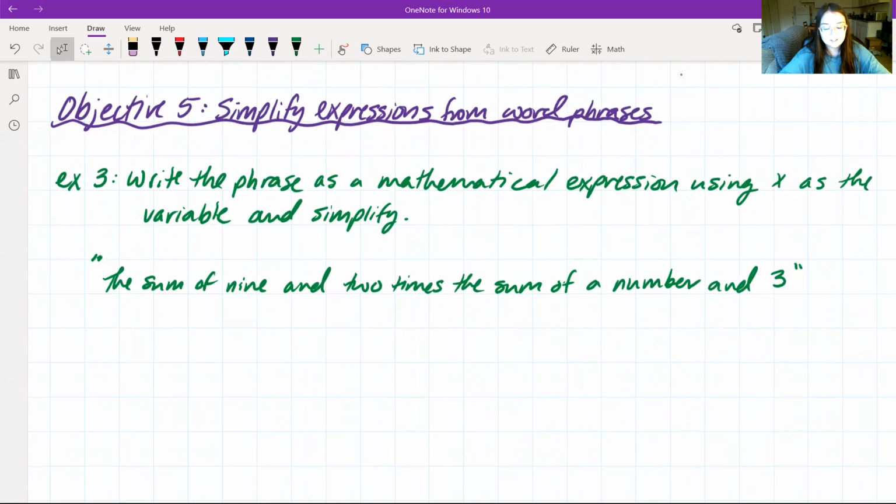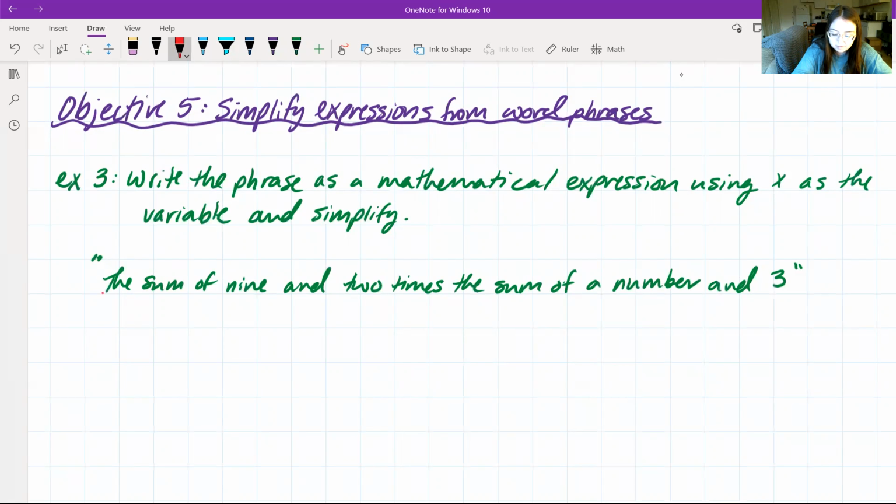All right, so lastly, we have objective 5 here, where we are just simplifying expressions from word phrases. So example 3, we want to write the phrase as a mathematical expression using x as the variable and simplify. We have our phrase here, the sum of 9 and 2 times the sum of a number and 3. So quite a few things going on here.